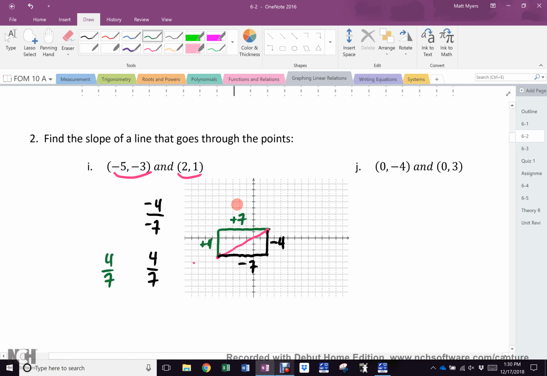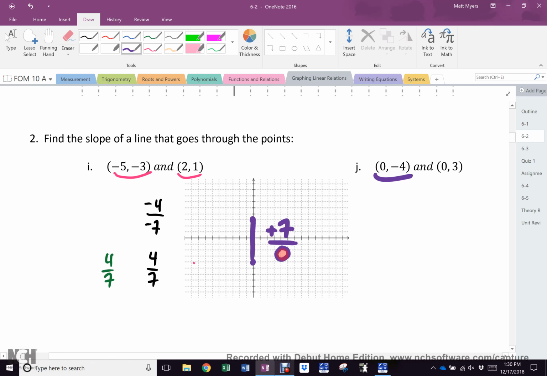Okay? Let's do the second one. Where are the points? 0, negative 4. Where's that? Down. 1, 2, 3, 4. 0, 3. Where's that? Up. 1, 2, 3. What's my rise? Positive 7. What's my run?